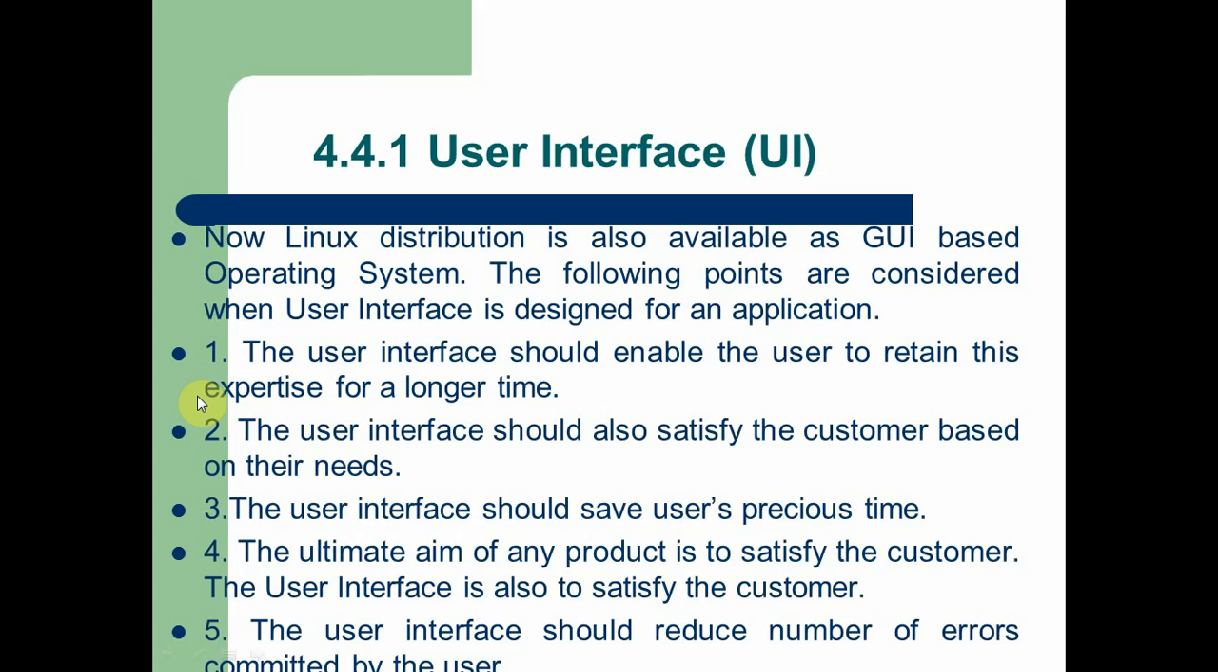Third one is it should save users precious time. Fourth one is the ultimate aim of any product is to satisfy the customer. Here customer refers to the user. The user interface should also satisfy the customer. The fifth point is the user interface should reduce the number of errors committed by the user. These are the 5 important points which should be remembered at the time of designing an operating system user interface.